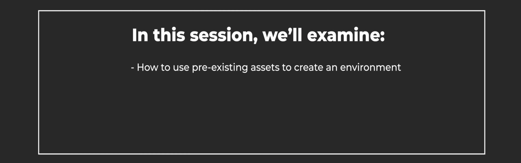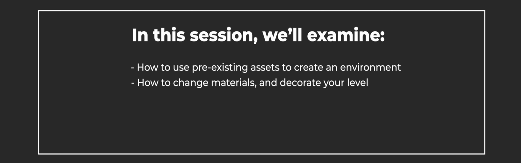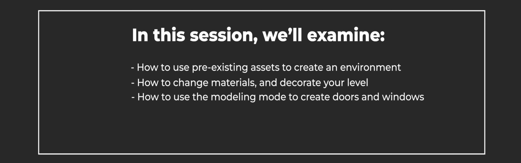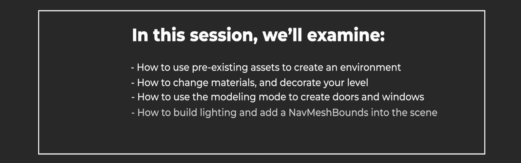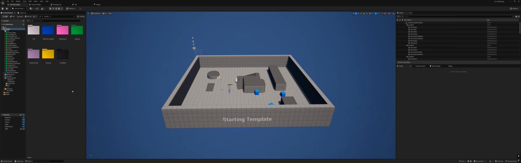Here's what we'll cover in this episode: using pre-existing assets to build an environment, changing materials and decorating your level, using the modeling mode to create custom doors and windows, how to build your scene's lighting, and adding a NavMeshBounds into our scene. Alright, let's jump in and start building our environment.